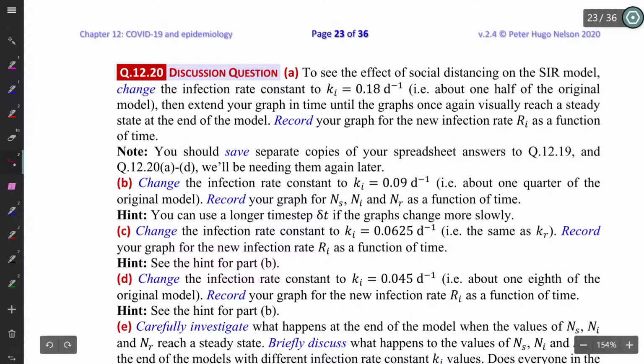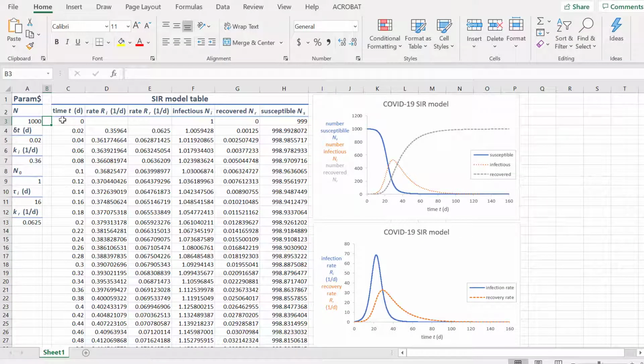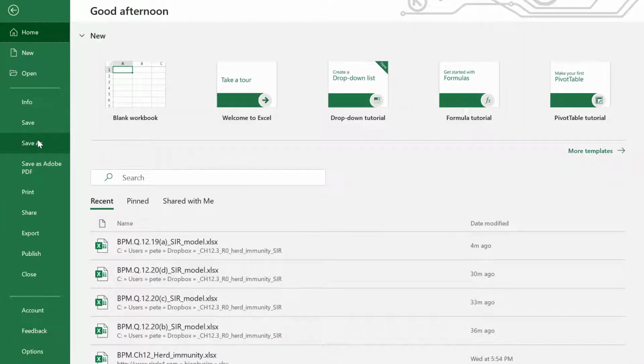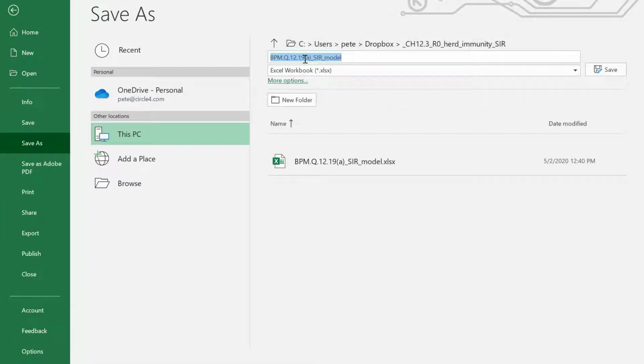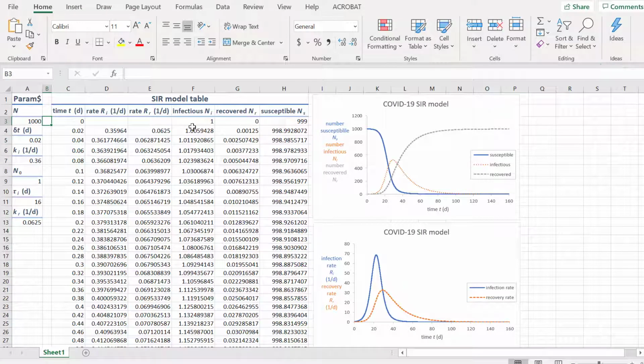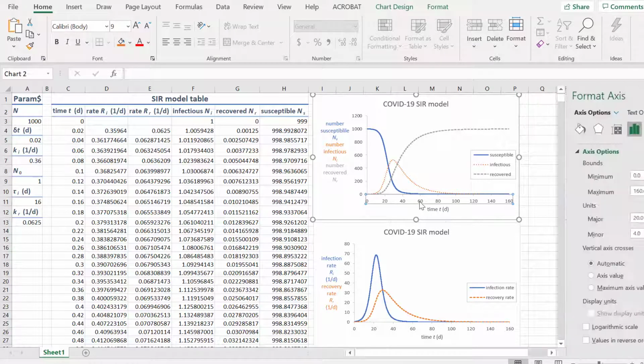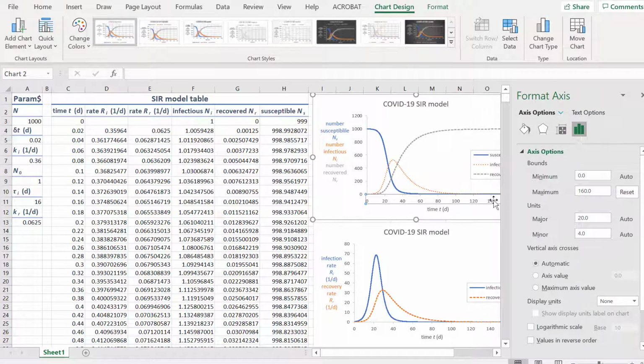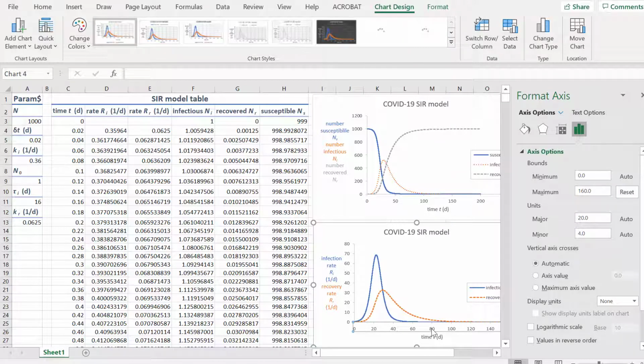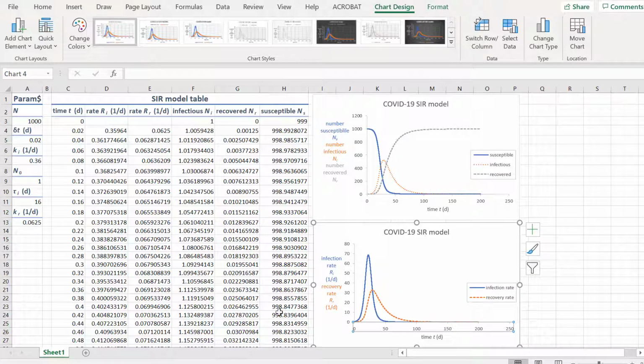Okay, so go back to our spreadsheet from question 19. What we want to do now is save it for question 20. So let's do that, and it's question 20. Do save. Before I change anything, I know there's going to be a change in the timescale, so just to make it easy for you to see what's happening, I'm going to double click on the x-axis, which is time, hit reset, which makes it auto scale. Do the same thing down here, hit reset, and that auto scales both of the time axes down here.